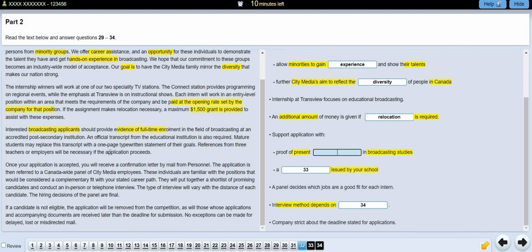Proof of present something. Interested broadcasting applicants support the application with proof of present dash in broadcasting. Interested broadcasting applicants should provide evidence of full-time enrollment. Proof of full-time enrollment in the field of broadcasting. Proof of enrollment. So we're talking about the proof of present dash in broadcasting studies. Proof of evidence.